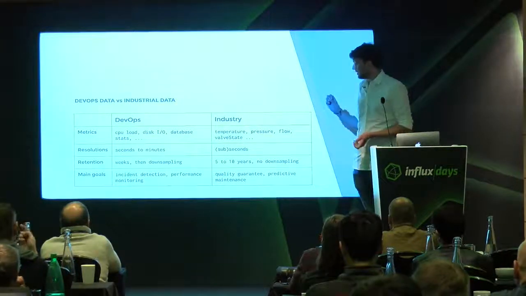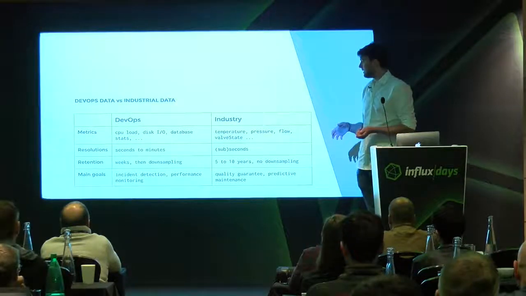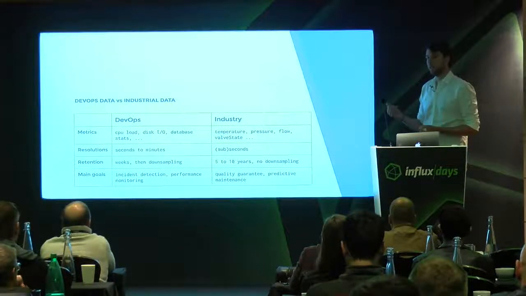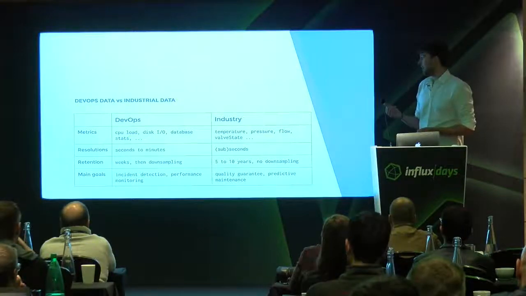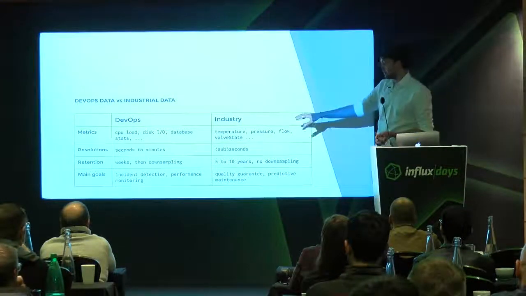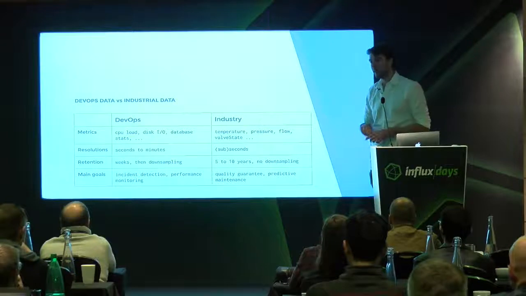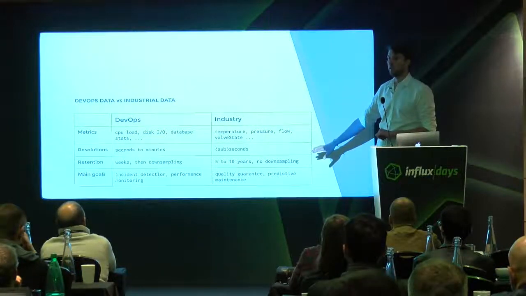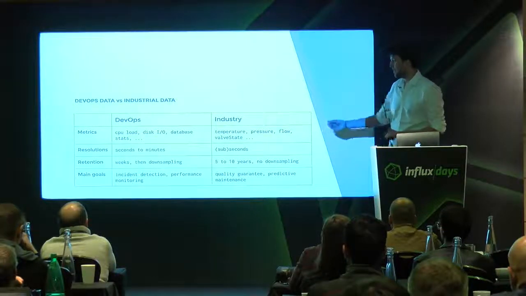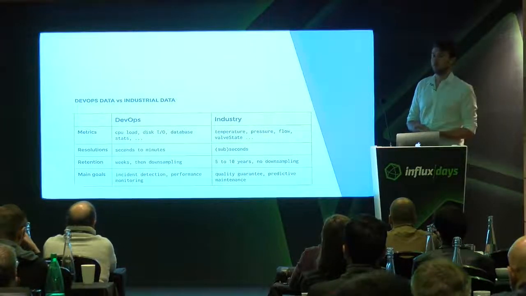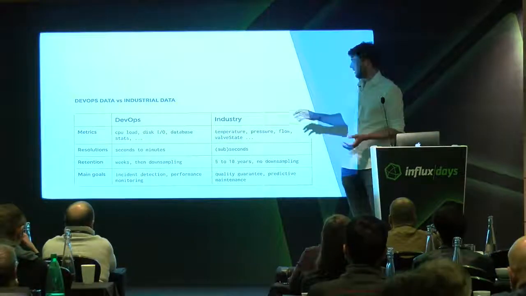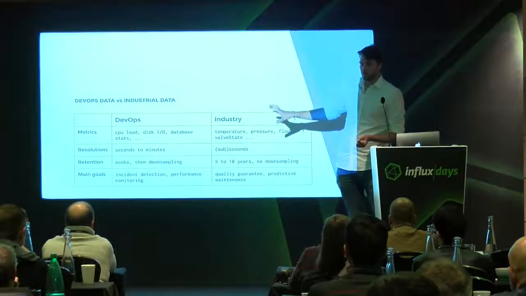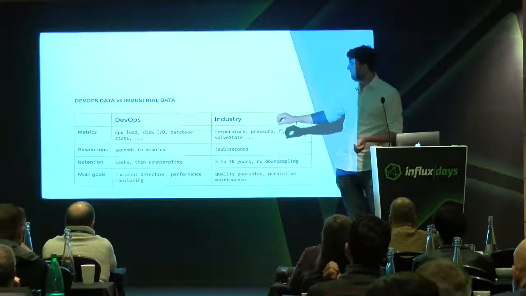In regards to resolution, DevOps is typically seconds to minutes. In industry, especially for critical control parameters, we can go really sub-second, to the millisecond level. Whereas in DevOps we typically do downsampling after a few weeks, in industry we really keep our data at the highest resolution for many years. This is also related to the main goal of the data collection: in DevOps we have more real-time monitoring, performance monitoring, and incident alerting.